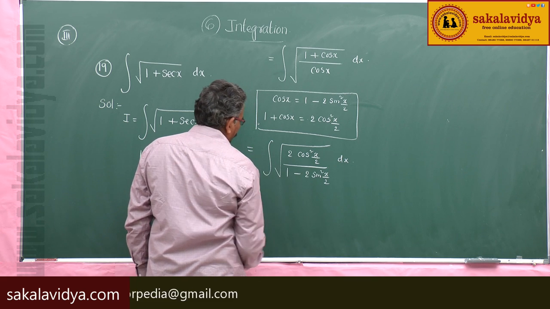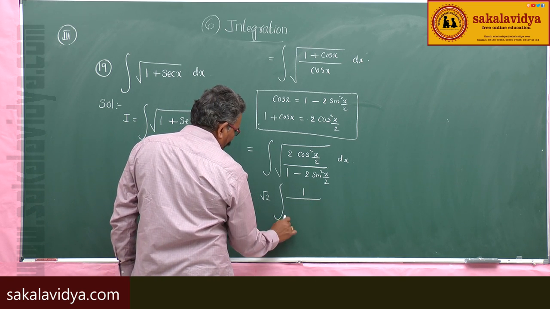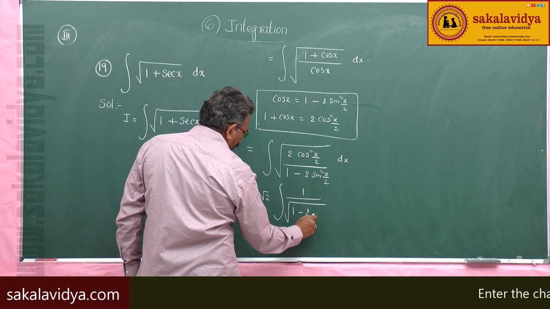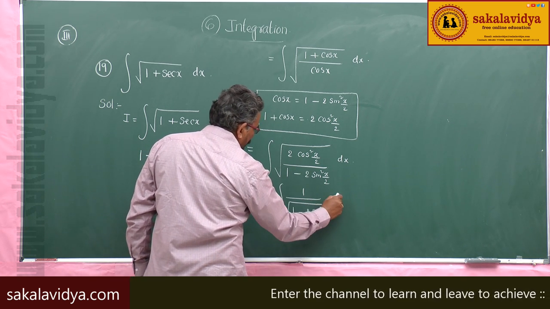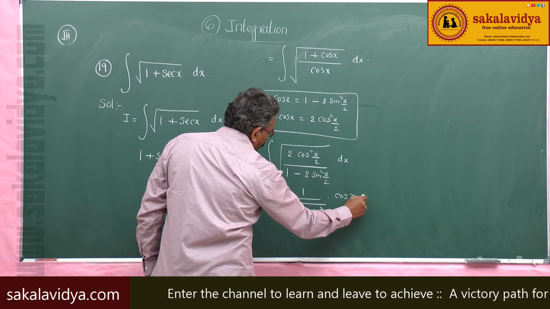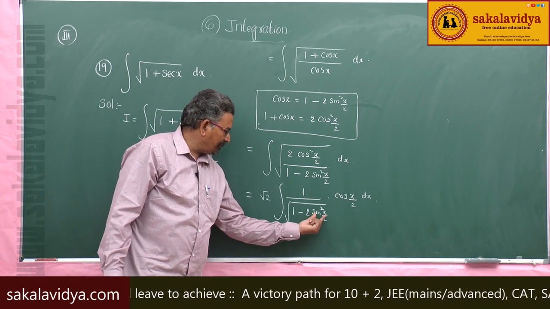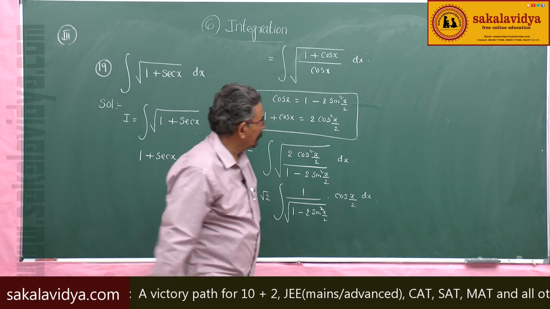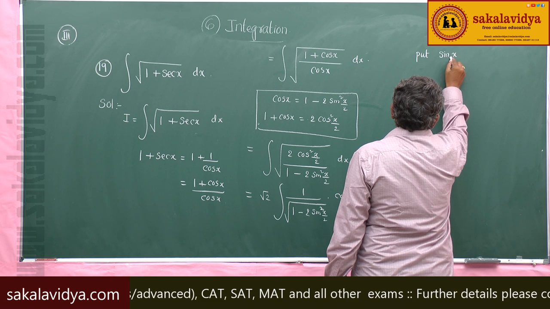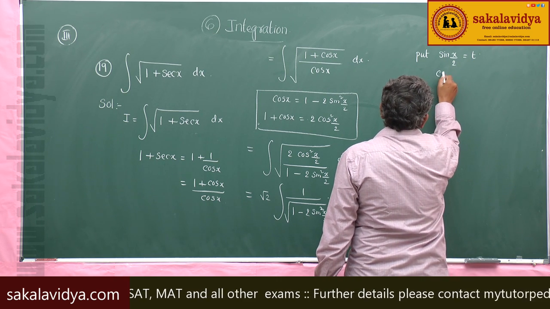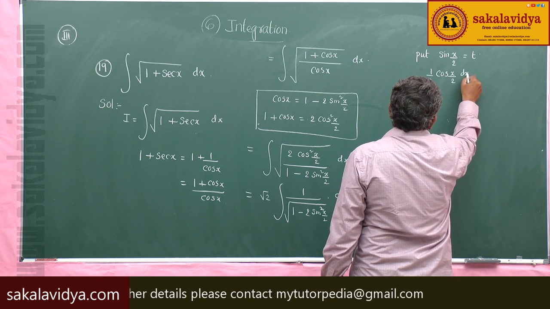This can be written with root 2 common, integral 1 by root of 1 minus 2 sin square x by 2, this is cos x by 2 dx. Now if you observe, this cos x by 2 is part of the derivative of sin x by 2. So now put sin x by 2 equal to t. So cos x by 2 into the derivative of x by 2, which is 1 by 2, dx is equal to dt.